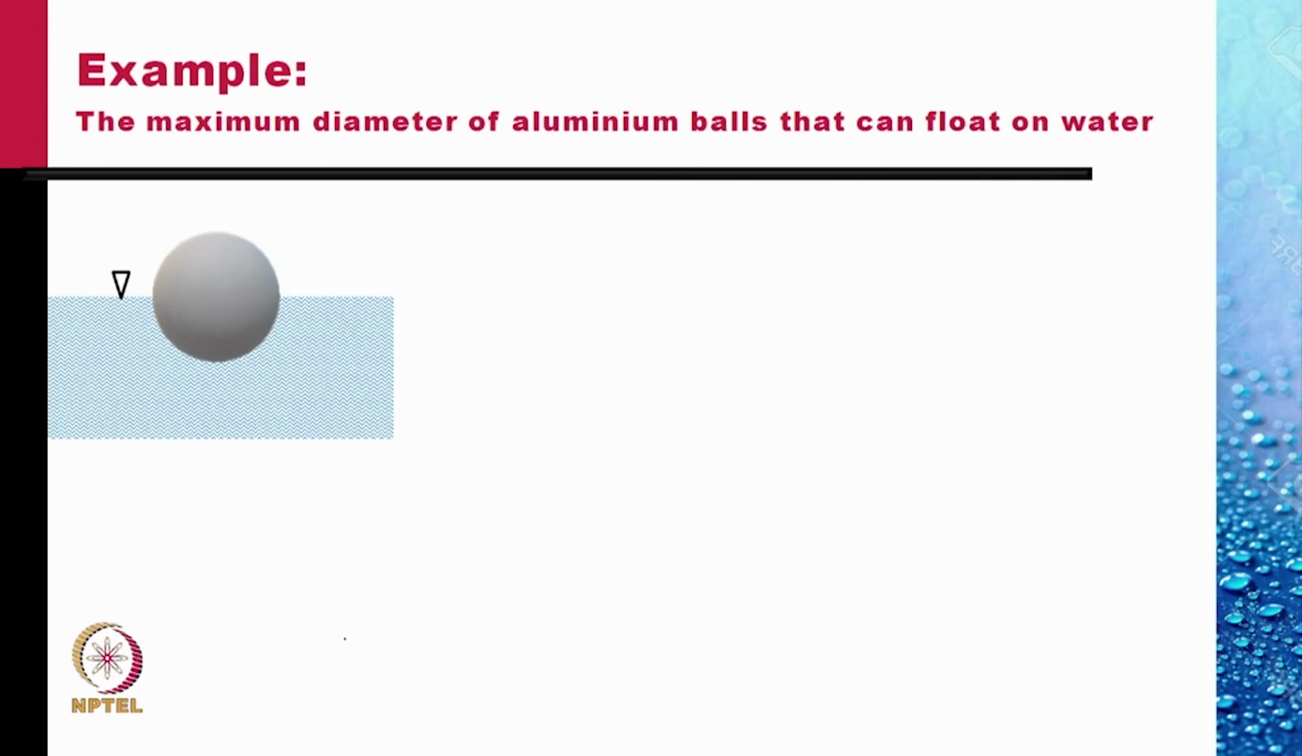In the context of surface tension, let's do an example where we calculate the maximum diameter of an aluminum ball that can float on water. There is a small aluminum ball which is floating in water. We have to find out the maximum diameter that this ball can have. If the diameter increases, the ball would sink. That is, the surface tension force would not be enough to keep the ball afloat.